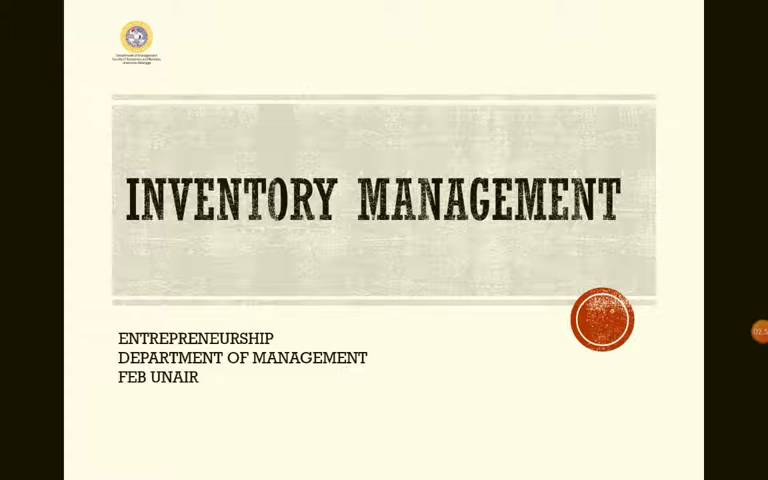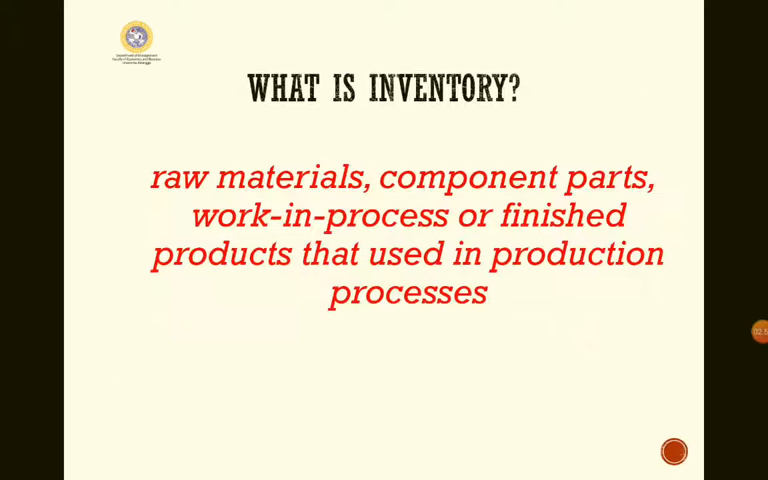So actually, what is inventory management? The inventory itself is defined as raw materials, component parts, work in process, or finished products that are used in the production process. So we have some keywords here: raw materials, component parts, work in process, or finished product. All of the goods and materials used for the production process belong to inventory.